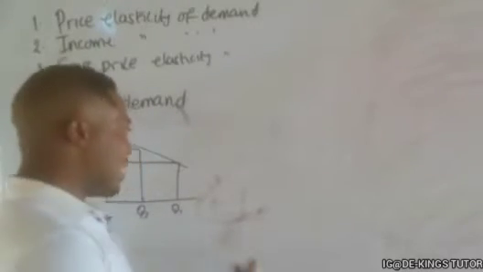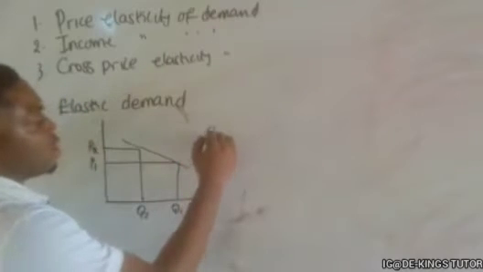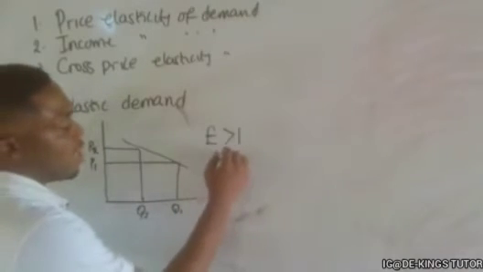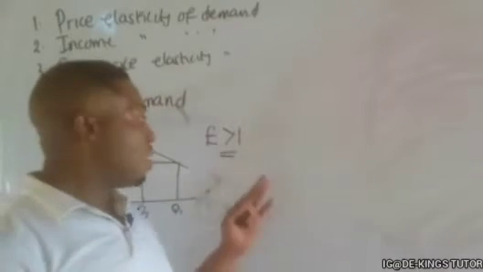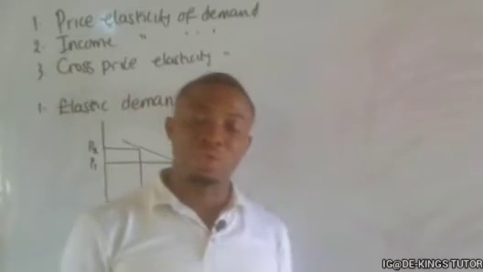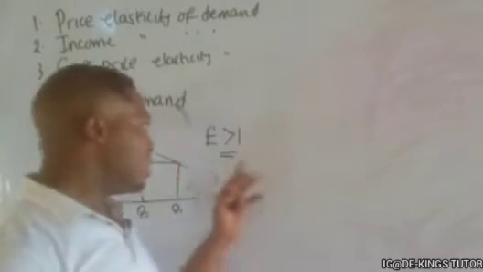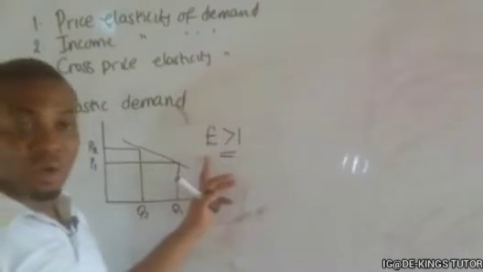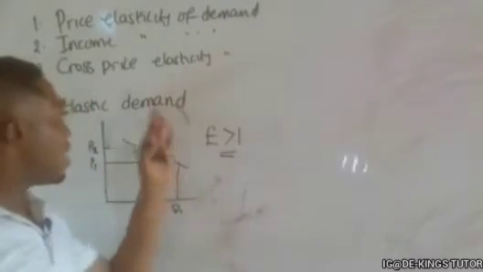Mathematically, demand is said to be elastic when your E is greater than 1. When elasticity is greater than 1, most times in some questions, after solving, they'll ask you what type of elasticity this is. So if your answer is greater than 1, it means it is elastic. So when E is greater than 1, it is elastic. So that's the first type.